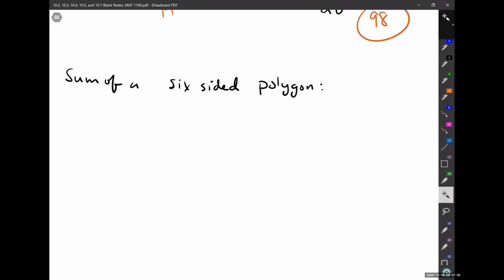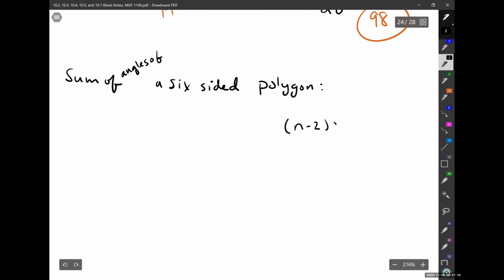Now we did have one formula where the sum of the angles of a certain sided polygon could be found out by the formula n minus 2 times 180. I think that would be an important thing to have written down. So if we're looking at a 6-sided polygon, we could find the total sum. If you add up all of the angles together on the inside, that would be 6 minus 2 times 180, which should be 720. And we had some problems similar to this in the 10.3 homework.